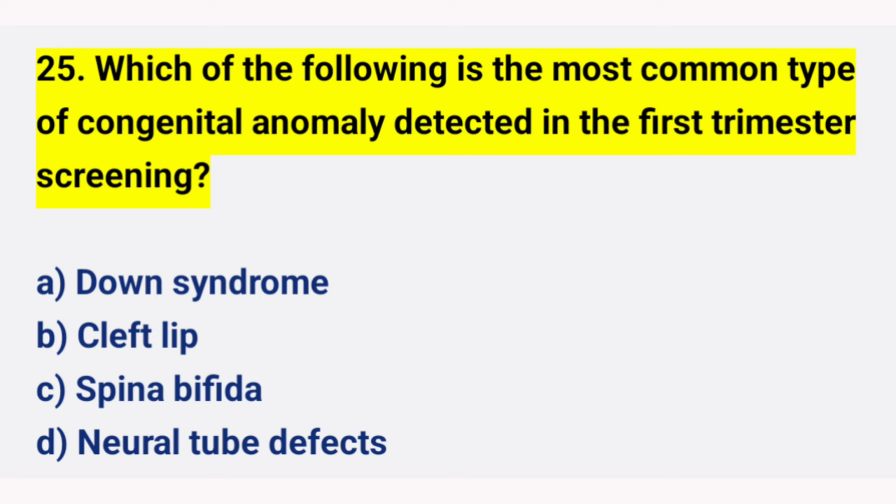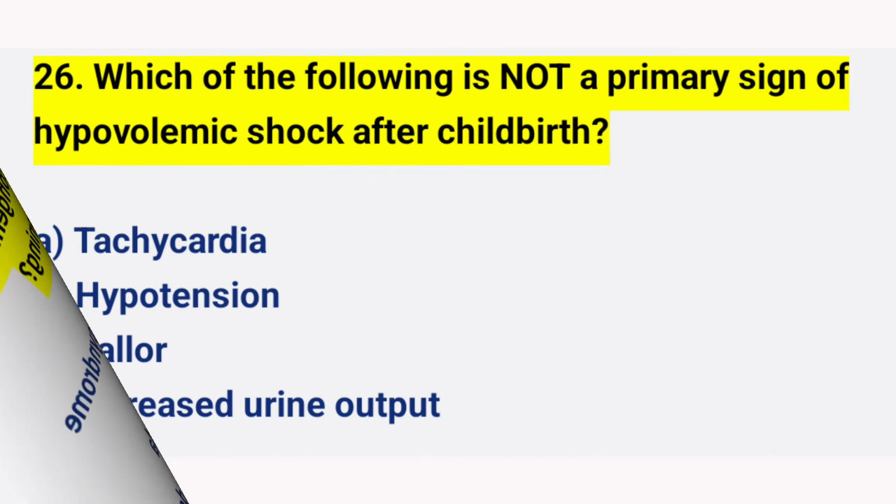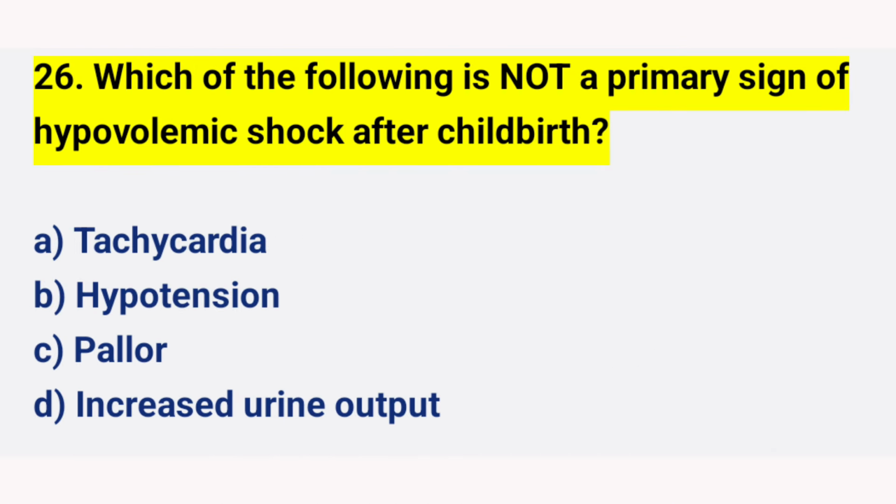Question number 25. Which of the following is the most common type of congenital anomaly detected in the first trimester screening? The right answer is option A, Down syndrome. Question number 26. Which of the following is not a primary sign of hypovolemic shock after childbirth? The right answer is option D, increased urine output.